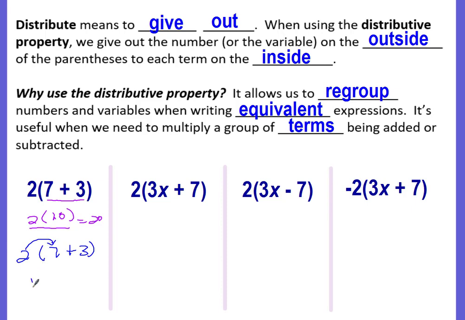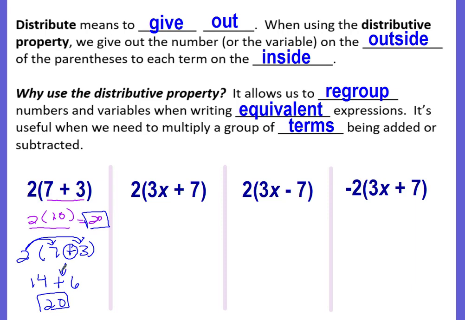2 times 7 is 14. Then we're going to take our operation symbol, the plus, and we're going to bring it straight down. Plus. And now let's share this 2, or give it out to the 3. 2 times 3 is 6. Then we just add. 14 plus 6 is 20. And that's the same answer as what we got up here when we used order of operations.